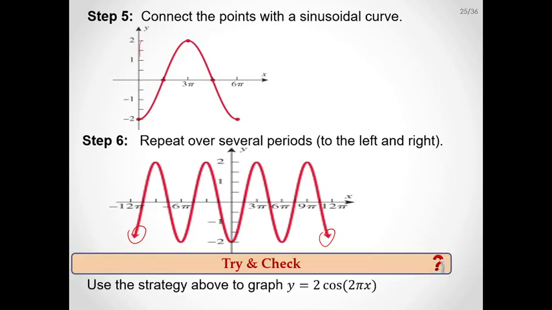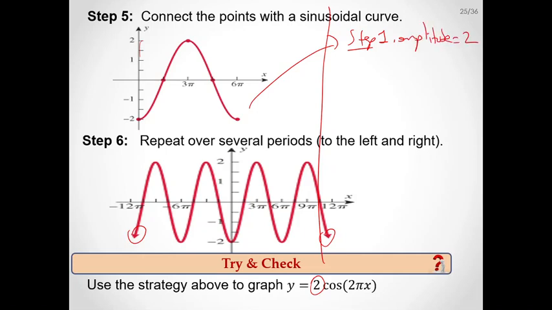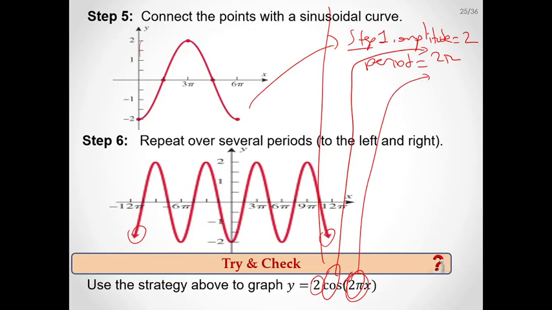Now let's look at the try and check exercise. Now let's see what happens. The amplitude is 2 for sure. Okay, I will do it here. Step 1: the amplitude is 2. And I will get the period is 2 pi, which is coming from the cosine, and the coefficient of x is 2 pi, so we will get 1. Now, we found them.